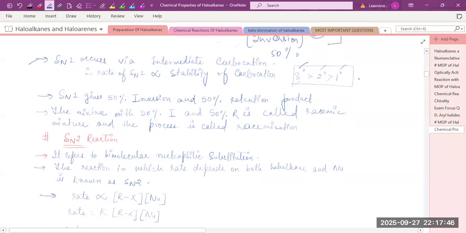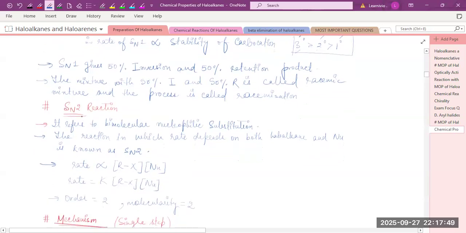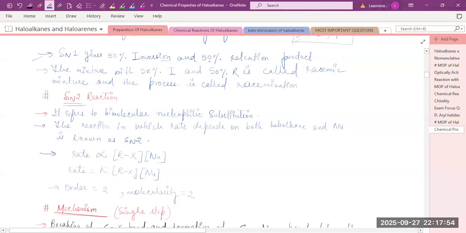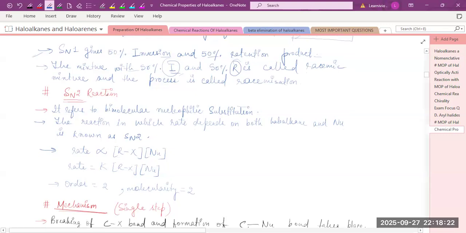Okay, so SN1 gives, see this point, as I just discussed, 50% inversion product, 50% retention product. And the mixture with 50% inversion and 50% retention is called the racemic mixture. And this whole process, the formation of the racemic mixture, is known as racemization, in which you will get the racemic mixture. So that's all about the SN1 reaction, unimolecular nucleophilic substitution reaction.